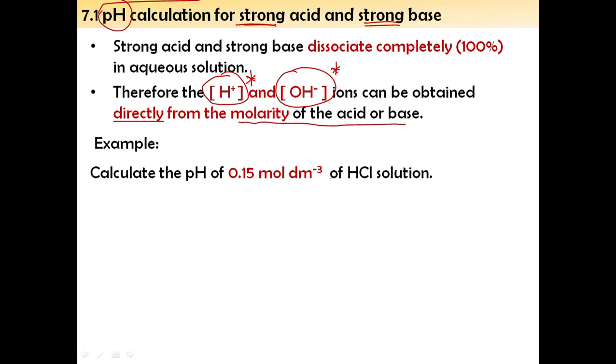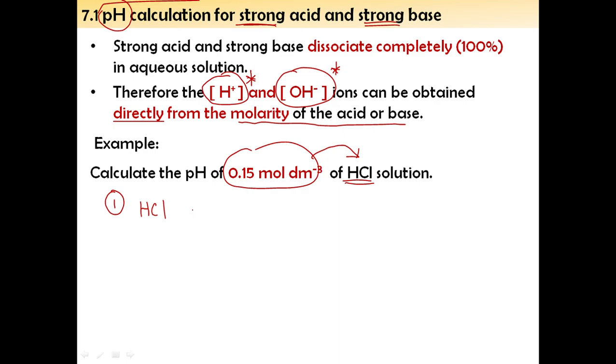Okay, I have a HCl solution. And then, this is the molarity for HCl. Untuk kira pH, step yang pertama, tolong tulis equation dahulu. Equation is very important for this chapter. Kebanyakannya, awak kena tulis sendiri kalau soalan tak bagi. Okay, so HCl, so we know that HCl, dia adalah strong acid. Jadi, dia akan completely dissociate.